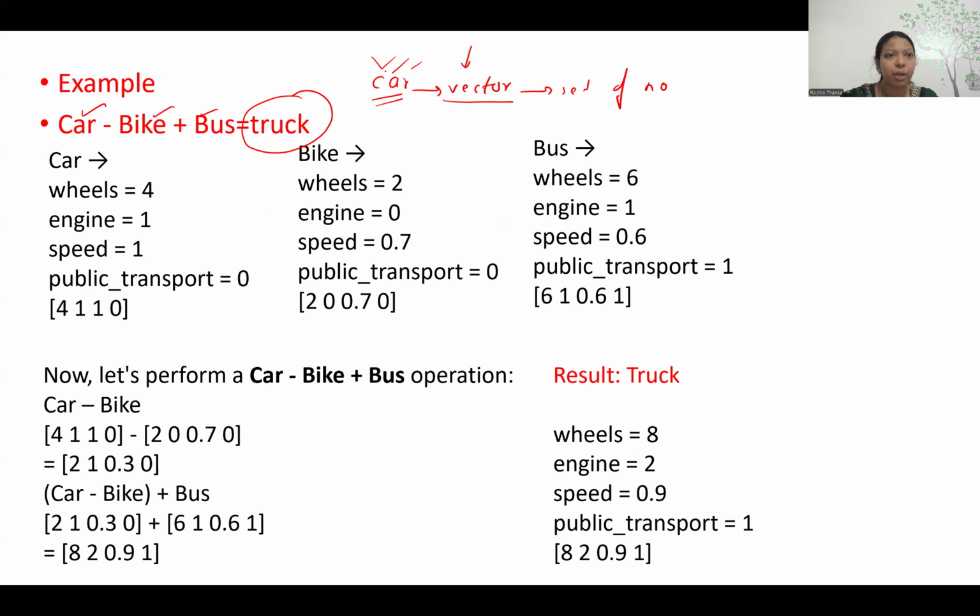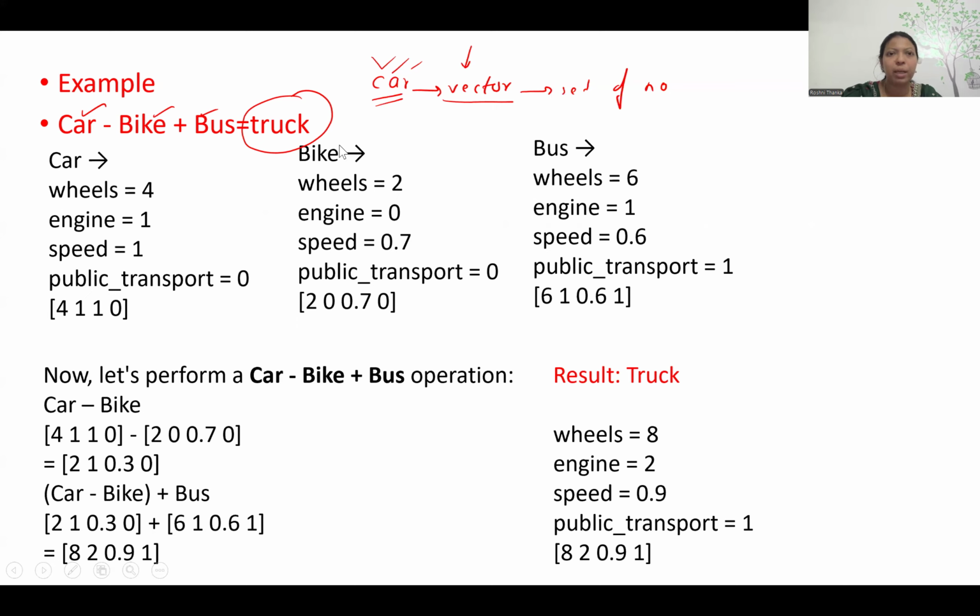Let's see how we can assign numbers for a car. Let me take some features about a car. Let's talk about wheels, engine, speed, and public transport. A car has four wheels, there's one engine, speed is high, and public transport is not, a car is not a public transport, so I assign 0. So what is the vector? I have taken only 4 features here, so we have 4 numbers in this vector. The vector I assign to car is 4, 1, 1, 0.